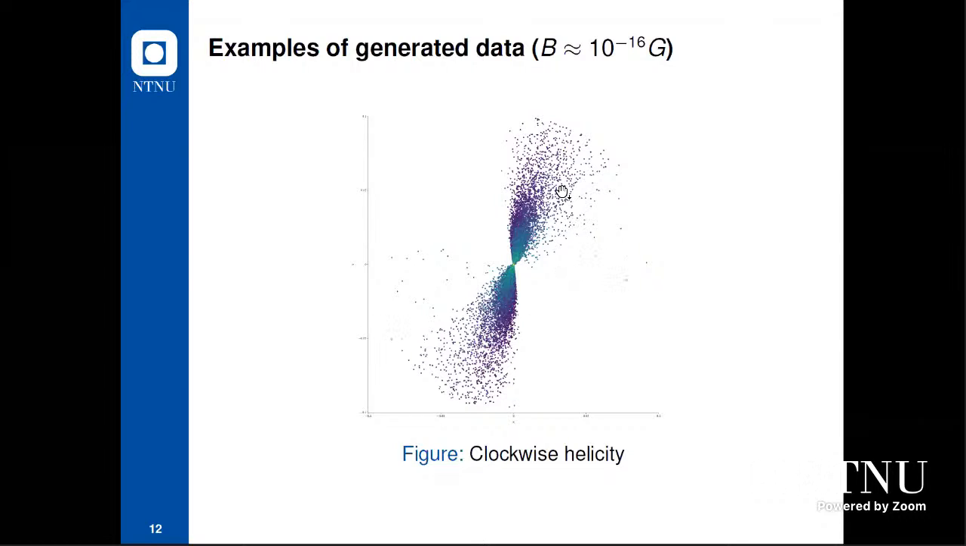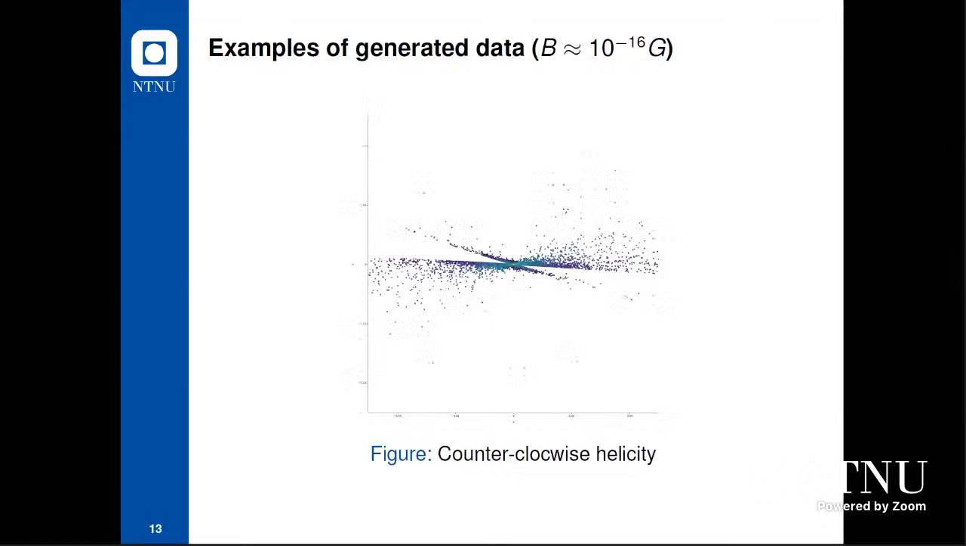So you can see that here we have a sort of cloud of points that goes in the clockwise direction, and here as well. So this is why this is clockwise helicity. But as you can see, there is also this cloud of points here, so it is not completely clear. It could have been clearer than this.